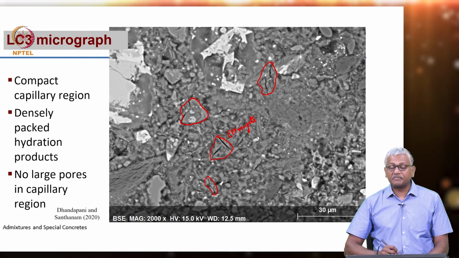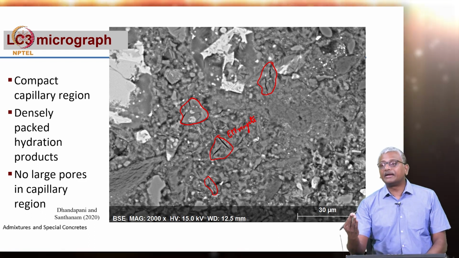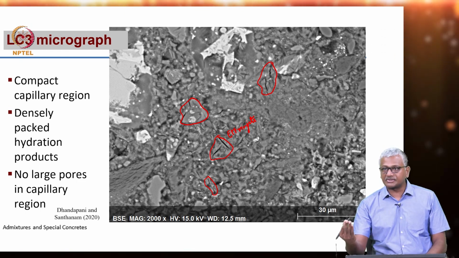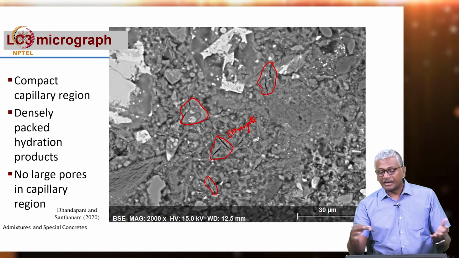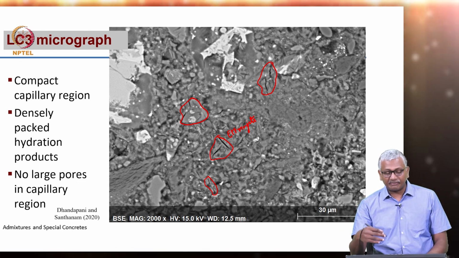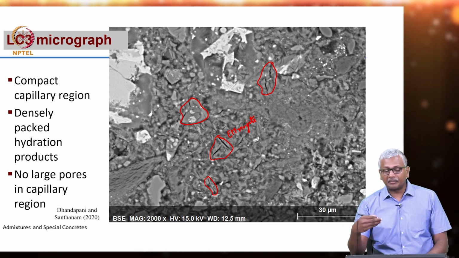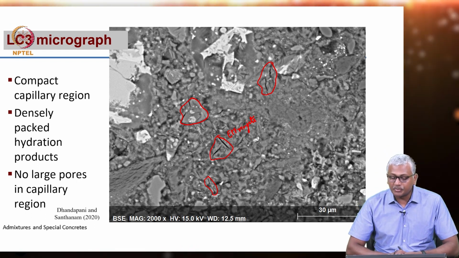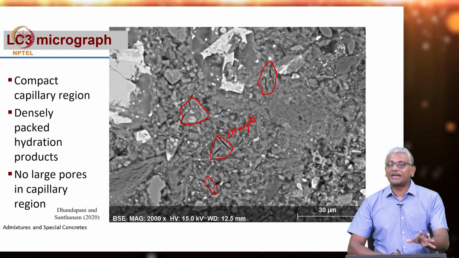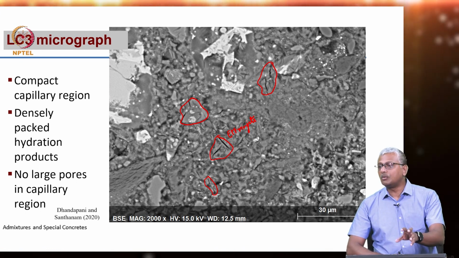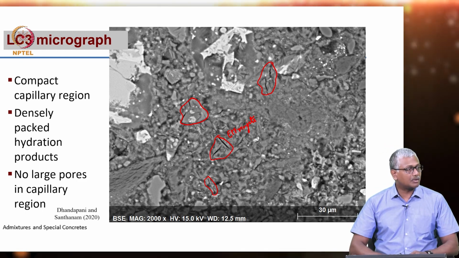Ettringite phases can be seen in LC3. As we discussed, ettringite is stabilized in the LC3 system, it is not converted to monosulphate, and you can see that the hydration products are densely packed, you have lesser porosity even compared to the fly ash system. Okay, you do not really see major large porosity available anywhere. So, all of these can be an indicator of how your system is going to be in the long term.